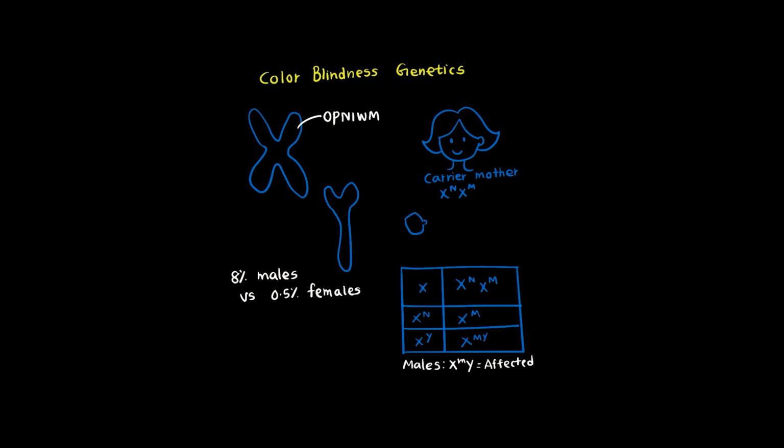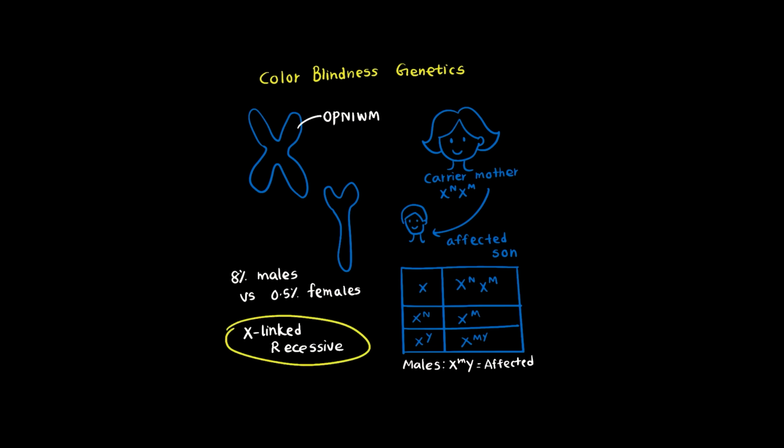This explains why colorblindness predominantly affects males, about 8% of males versus 0.5% of females. The pattern shows classic maternal transmission to sons. The correct answer is X-linked recessive, because the OPN1MW gene mutation on the X chromosome follows this inheritance pattern, transmitted from carrier mothers to affected sons.